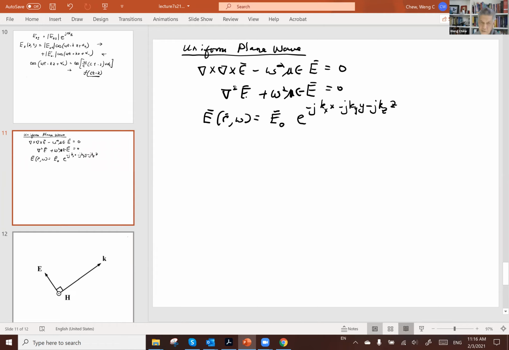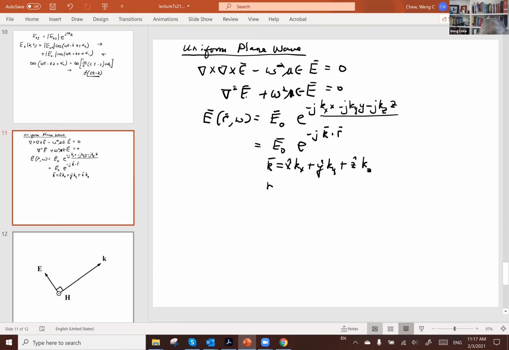So I can assume that this wave is propagating like this, and then as a shorthand or compact notation, I can write this as minus k dot r. This is a compact notation to write out this long thing, because k will be given by x kx, a vector, y ky, plus another vector z kz. And then r, of course, is the position vector that you might have learned in some undergraduate courses. And if you take the dot product of the two together, you get what you have in the exponent.